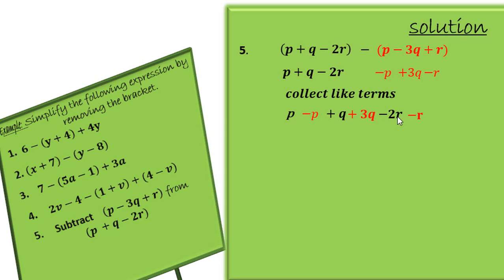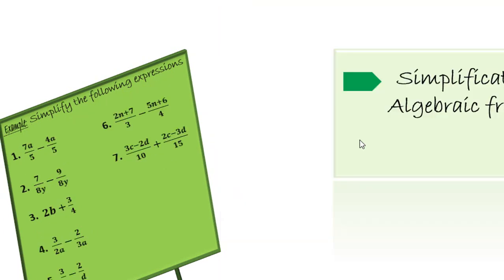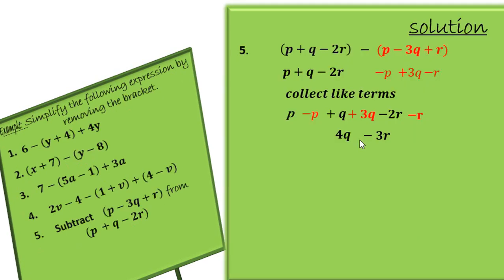Not to waste our time, p minus p becomes 0. And a q plus 3q gives you 4q. And this is minus 2r minus r, so that's going to give me minus 3r. Any other thing you think I can do? Nothing. This is going to be the final answer. So that is that about that.